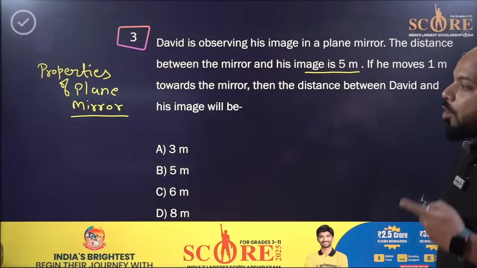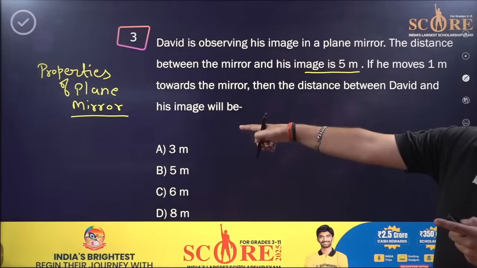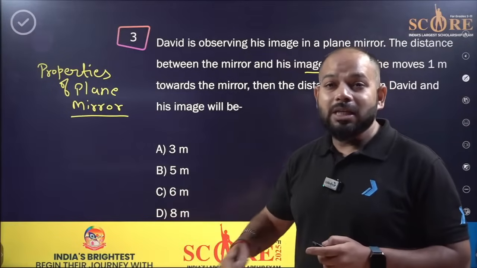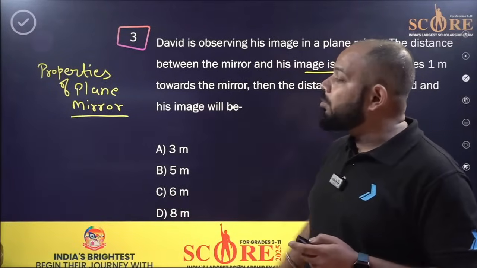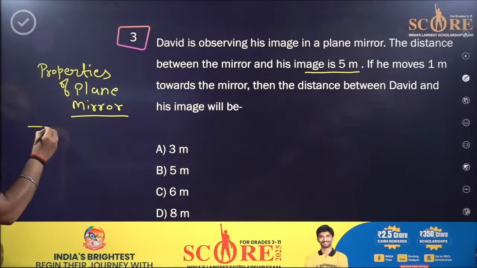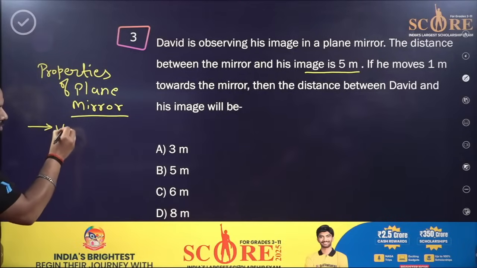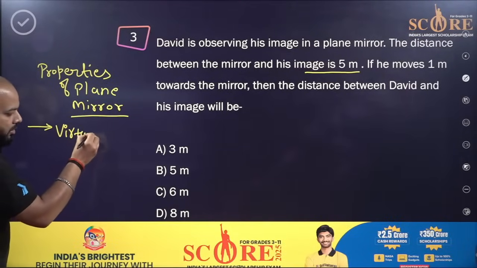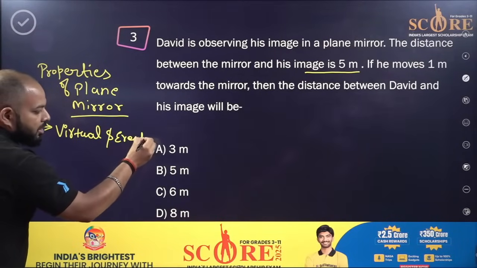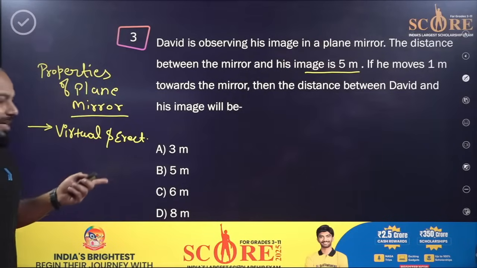Because we are talking about the properties of plane mirror. If you know the properties of plane mirror, it will help you solve not only this question but as many questions as come from the plane mirror. So let's talk about the properties of the plane mirror. The first one is that it is virtual and erect. Those who don't know, erect means upright.